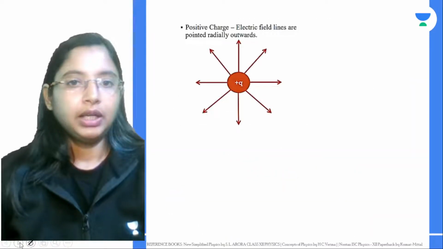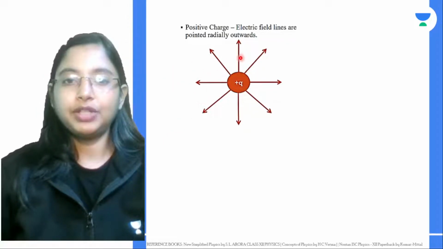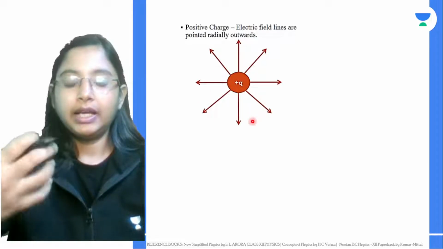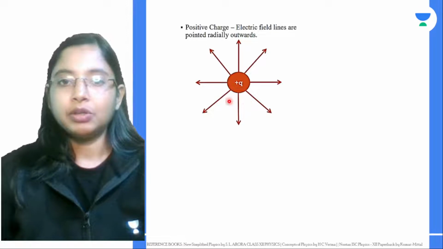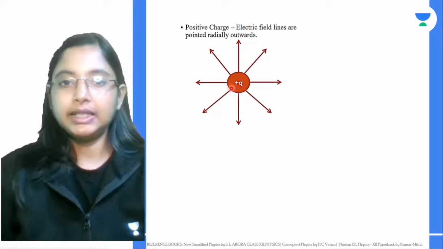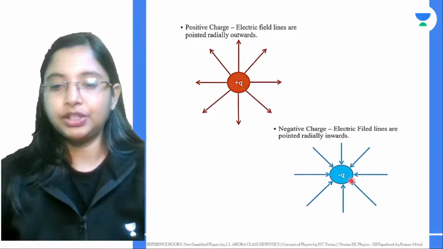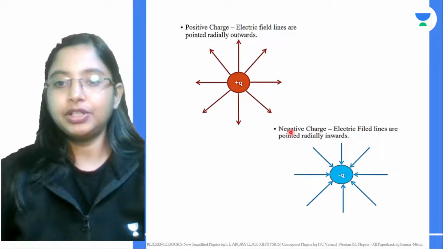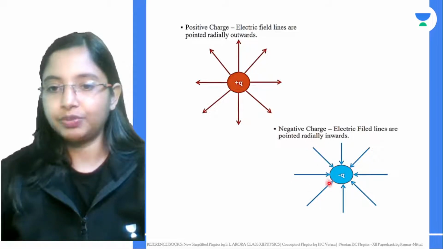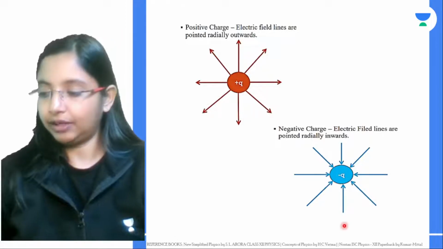Now, for a positive charge, the electric field is radially outwards, and the charge is spherically symmetric, meaning the electric field lines are equally distributed everywhere around it. The electric field lines in case of a positive charge are always pointed radially outwards, and that of a negative charge, they are always pointed radially inwards. So for a positive charge the electric field line diverges. For a negative charge, the electric field line converges because they are pointed radially inwards. So the electric field line starts at the charge and ends at infinity.